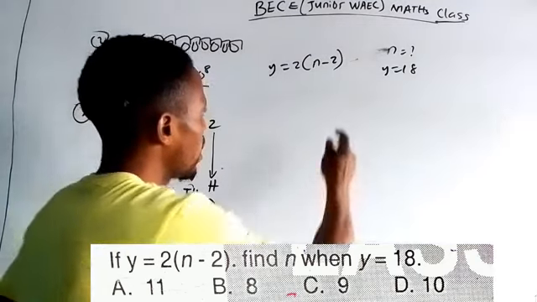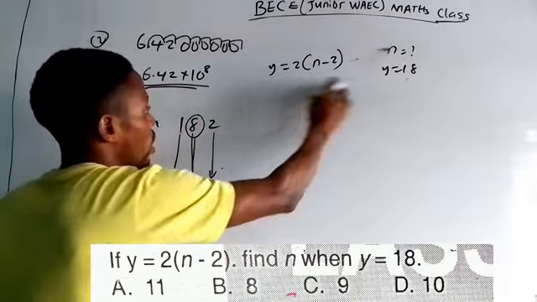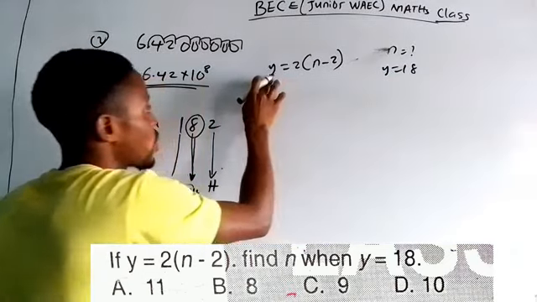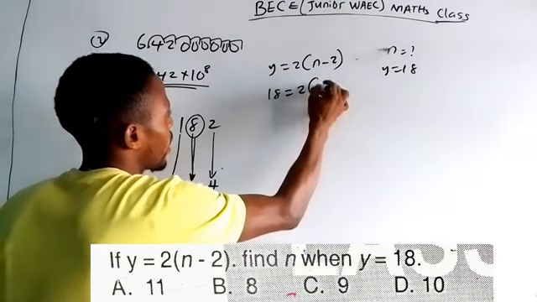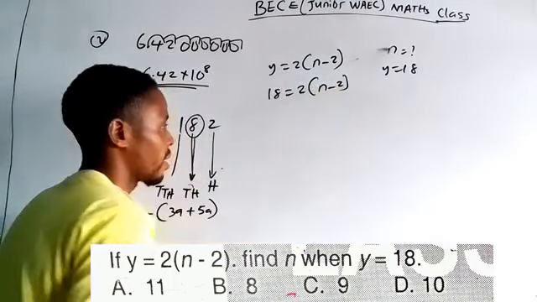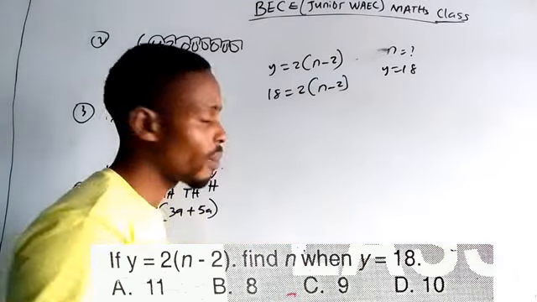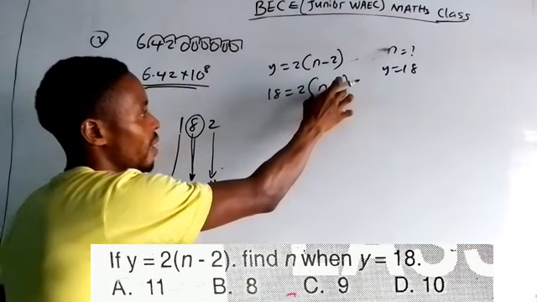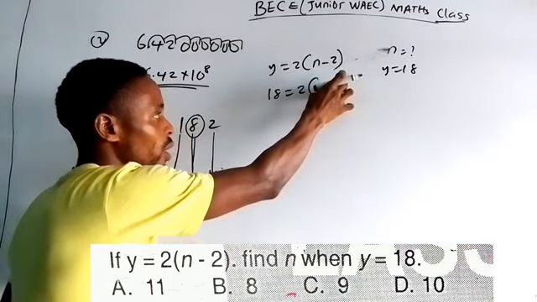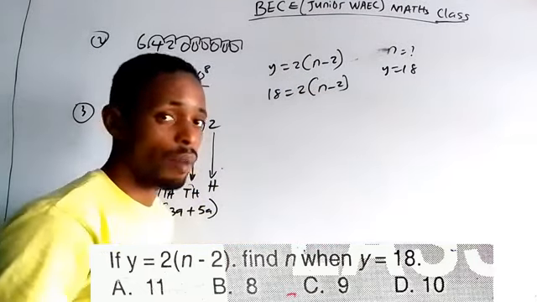The first thing here, let's substitute the value of y into the expression we have here. y is equal to 18, so let's replace this by 18. Here we have 18 is equal to 2(n minus 2). We want to make n the subject of the formula. The first thing is to cancel the 2 attached to this bracket. This n minus 2 is inside the bracket, so the first thing is to cancel the 2 outside the bracket.